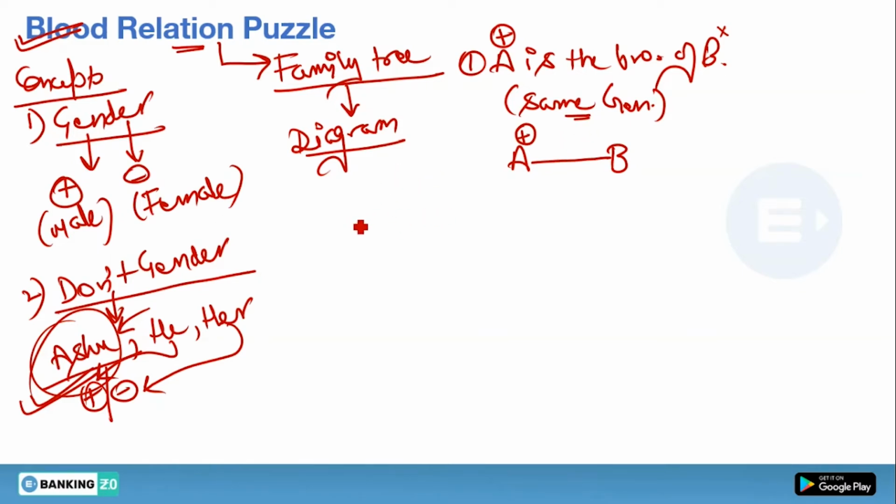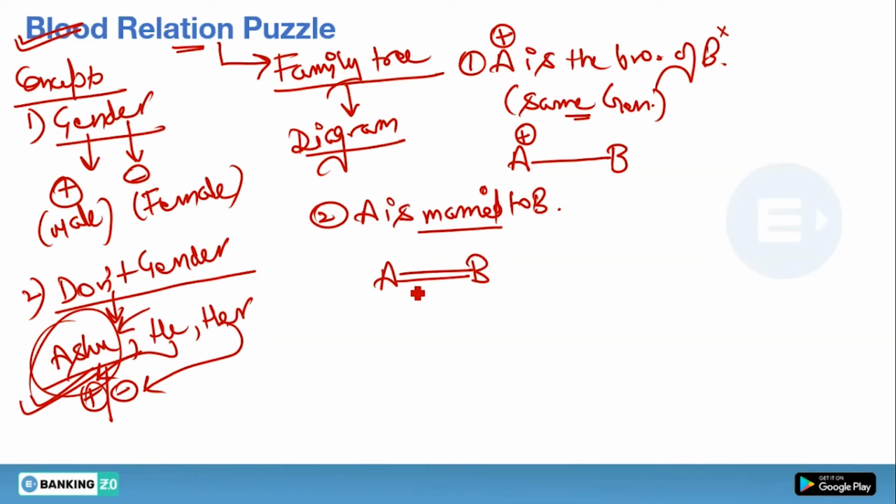Now the second point: A is married to B. If A is married to B, for married couples or for a spouse, we have to use a double arrow like this. If between any two persons a double arrow is there, it means these two persons are a married couple.